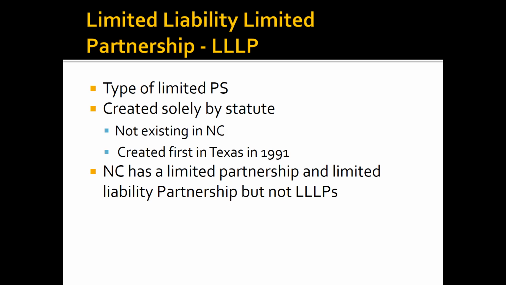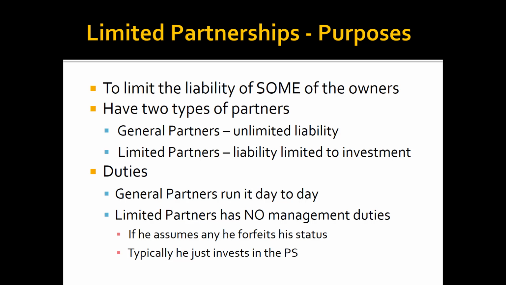And that sounds confusing, and it's going to be clear when we look at the charts at the end. Okay, so let's talk about limited partnerships to start this. In a limited partnership, you've got two types of partners: general partners and limited partners. The general partner runs the thing day to day. He's just like a regular partner in a regular partnership. He's got unlimited liability.